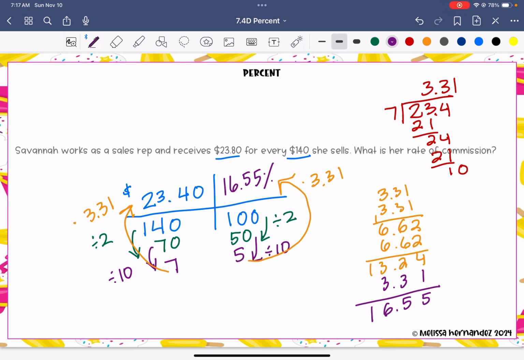But anyways, I hope this helped. I know it was kind of a lot. Oh, commission is just like extra money that a salesperson makes for making sales. I don't know if you really need to know that, but I don't want that word to get you thrown off.